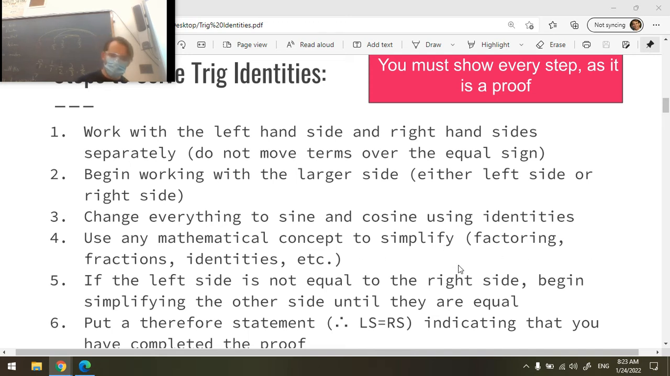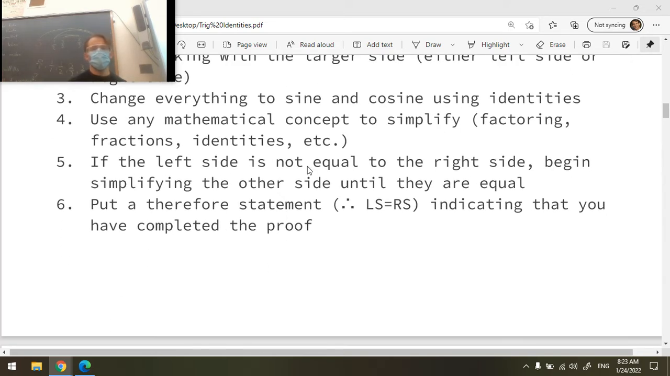You can factor things. You can use fractions and work with creating common denominators. You can use identities. You can multiply by 1. You can subtract 0. You can do these types of things that will allow you to manipulate it and change it. And then if your left side is still not equal to the right side, then start working on the right side until you can get them to equal each other. And once you're done, once you've worked one side so that it's identical to the other side, or you can work both to the identical place, then you say left side equals right side, therefore it's true.